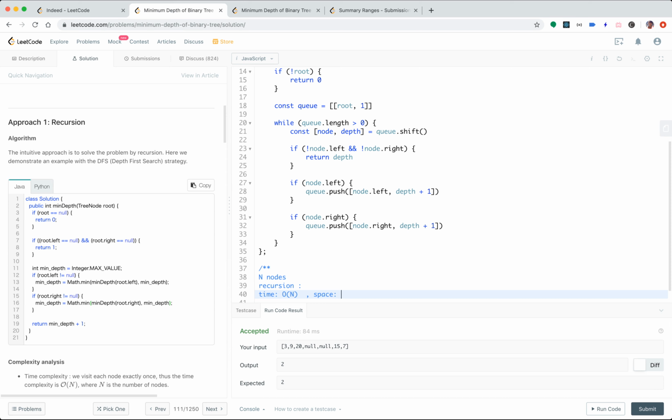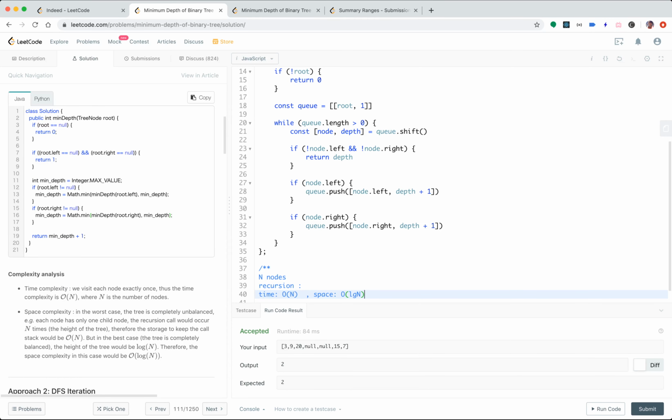For space, we keep track of the call stack, which is the depth. Averagely, I think it should be log n, right? The worst case is O(n).